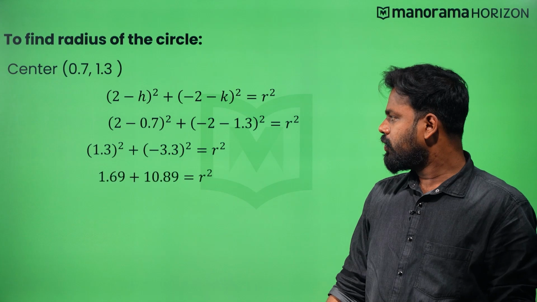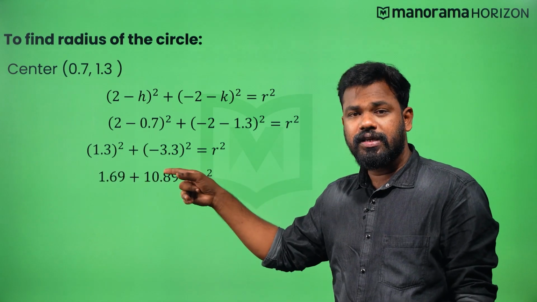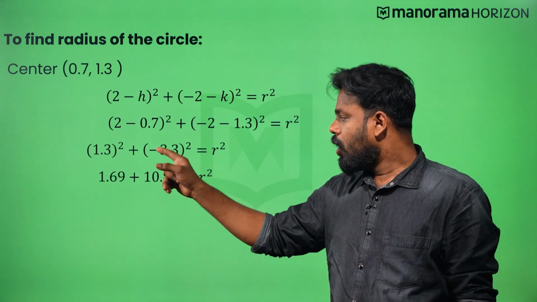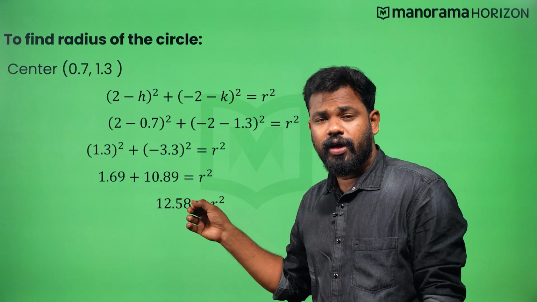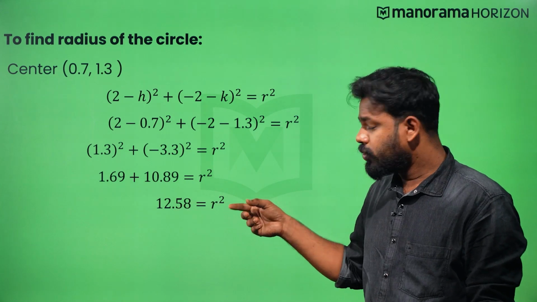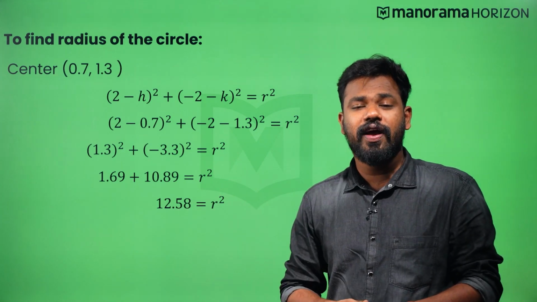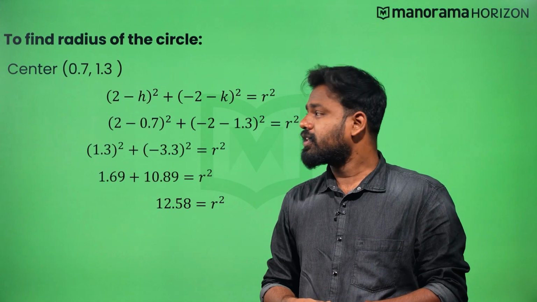Doing all the calculations, you will be getting 1.3 square plus (minus 3.3) the whole square is equal to r square. 1.69 plus 10.89 is equal to r square. So taking the square root of this, that is 12.58 is equal to r square, you will be getting the final radius of this given circle.